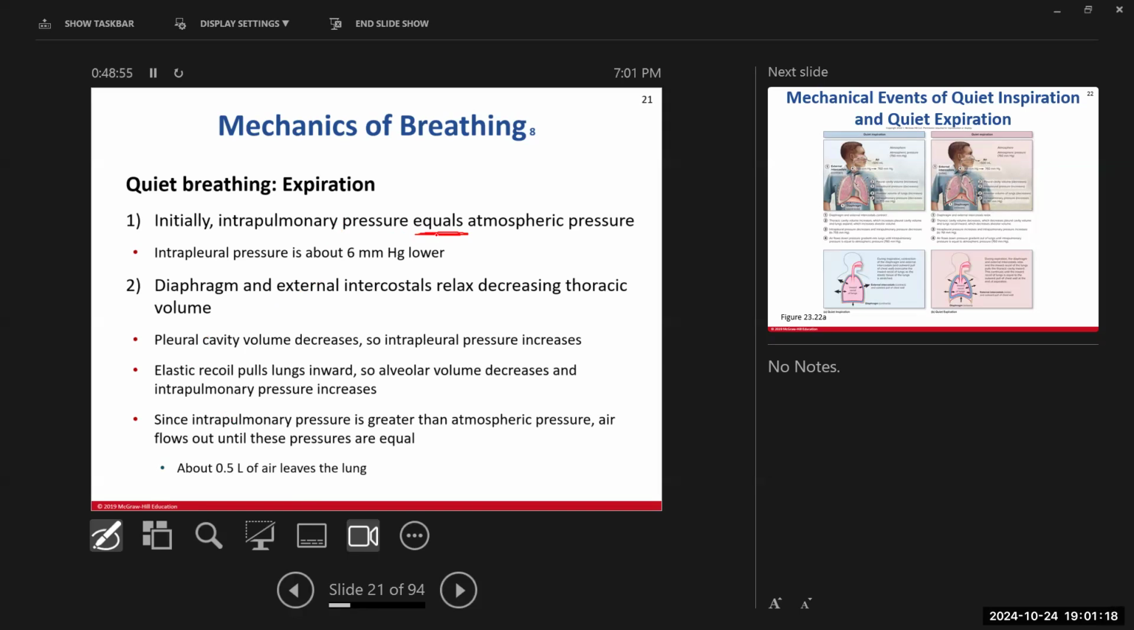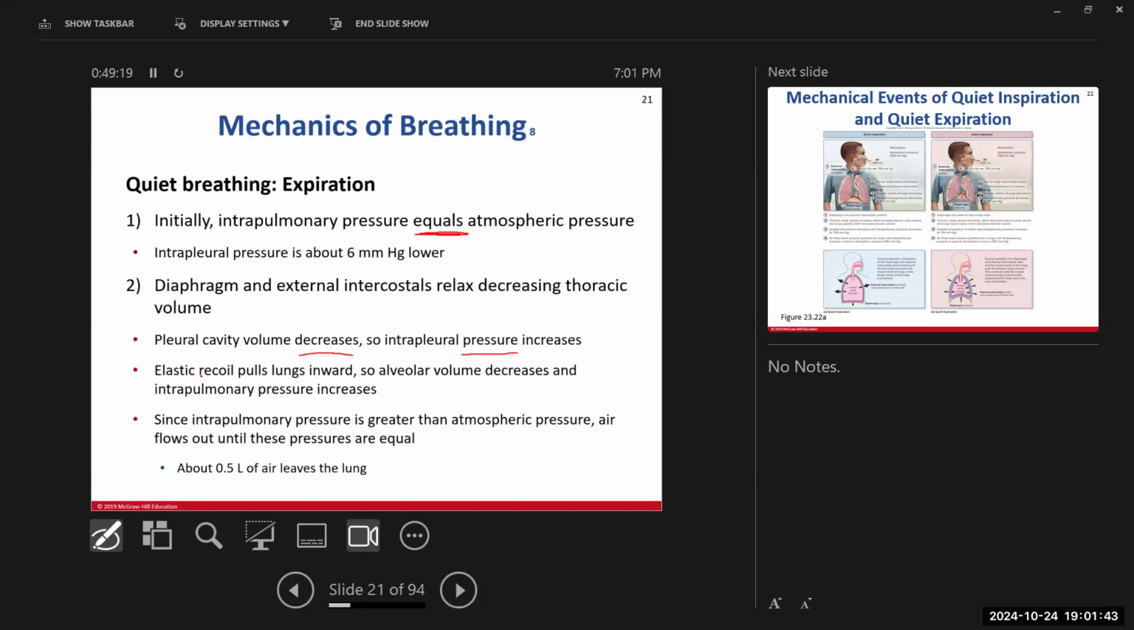As they relax, our box gets smaller. As our box gets smaller, what does that mean? The volume decreases in your thoracic cavity. Therefore, what does that do to the pressure inside the thoracic cavity? It increases it, right? Boyle's law. So pleural cavity volume decreases, which means the pressures are going to increase here.